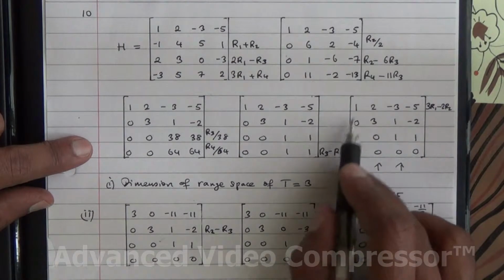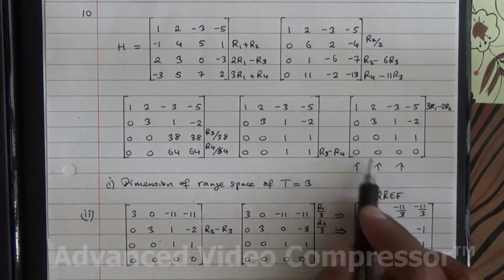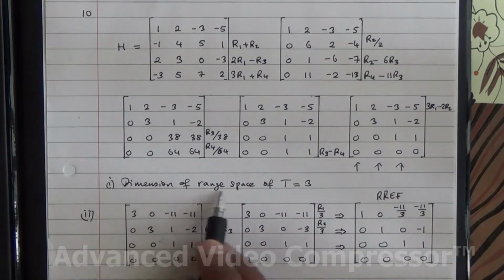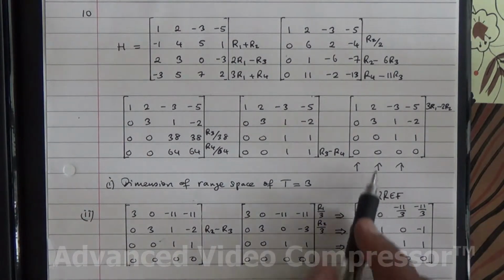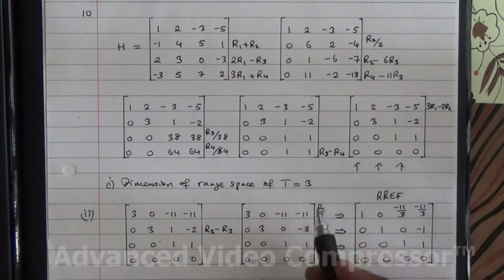So here's the reduced row echelon form of the matrix. And of course you can check from here itself, we have 3 leading columns, and the dimension of the range of T is 3. Now you can turn that into its fully reduced row echelon form by performing further operations.